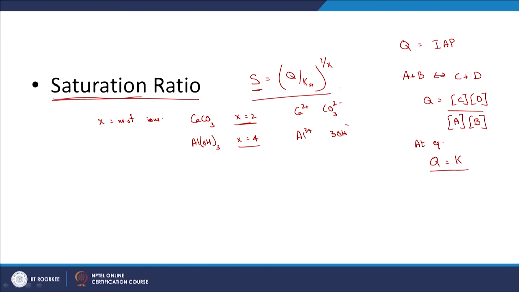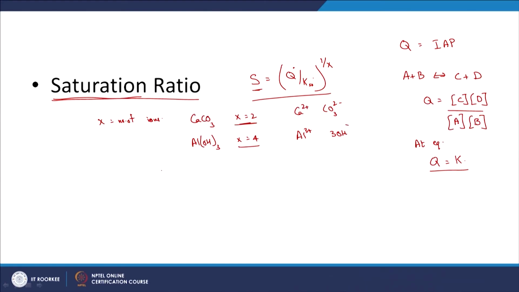So more or less, what are you trying to do? You are trying to compare Q, which gives you a snapshot of the current picture, with KSO, which is the picture at equilibrium. So Q is the current picture, KSO is the picture at equilibrium, and you are trying to compare those. How will that help me? It's going to define the feasibility of my precipitation.